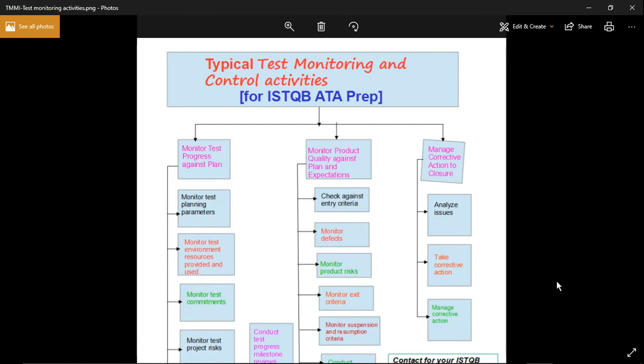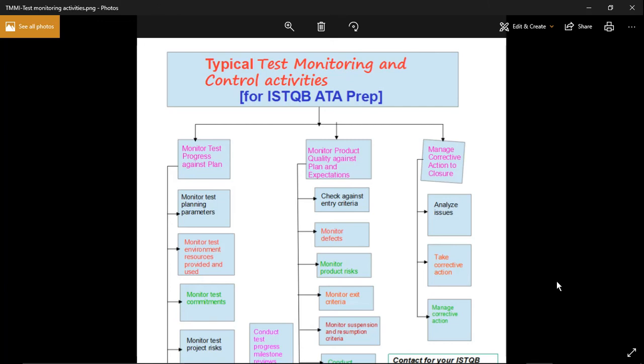My video is related to test monitoring and controlling activities. In this video, I am going to discuss the real test monitoring and control activities in this chart. So basically, the main TMC activities are three.